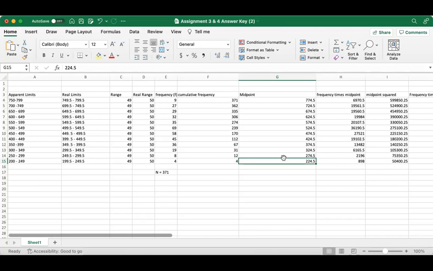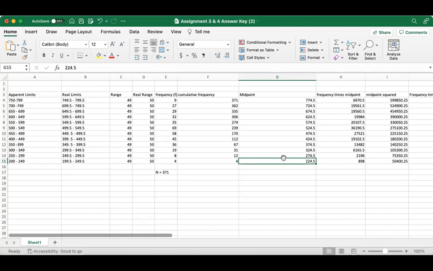Yeah, that actually worked. Cool. Wait, for the frequency times midpoint, why'd you erase it? So what's the next one? We're not going to work from bottom up. Start from the top down. So you should have 19,561.